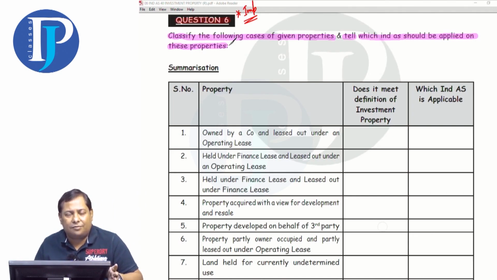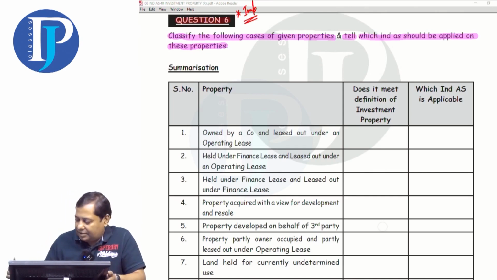Now you have complete knowledge of Ind AS 40. I've run out of concepts too. Now we can properly practice all the questions. So I will teach you all the cases one by one. Firstly, I have case number 1.